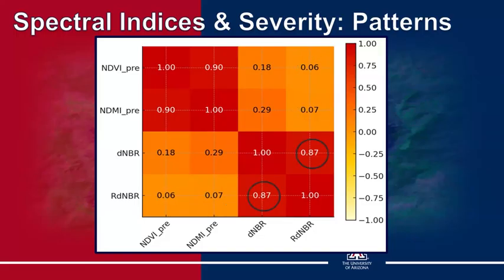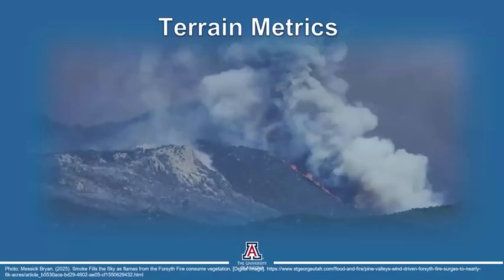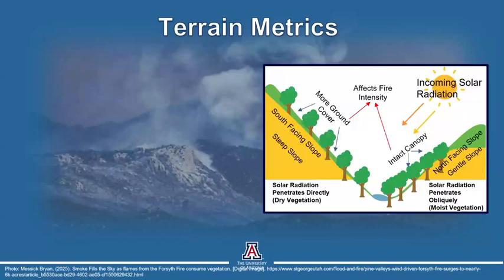Another strong relationship in the matrix is the correlation between DNVR and RDNVR. Both metrics highlight the same high severity zones, showing that terrain and fire behavior, not pre-fire vegetation, controlled severity, concluding that north-facing slopes stayed more hydrated and burned less. Terrain structure is a main driver in the canyon-dominated fire behavior.